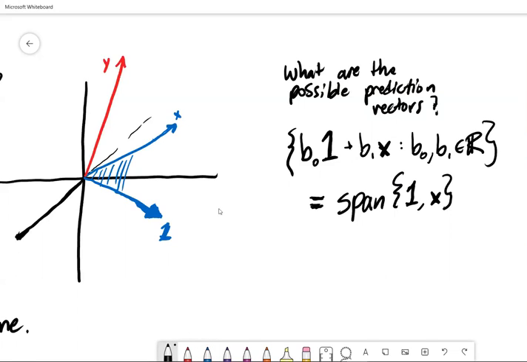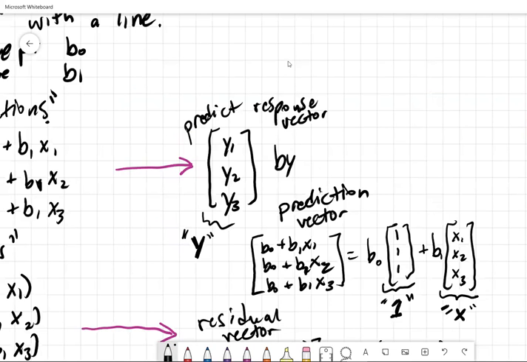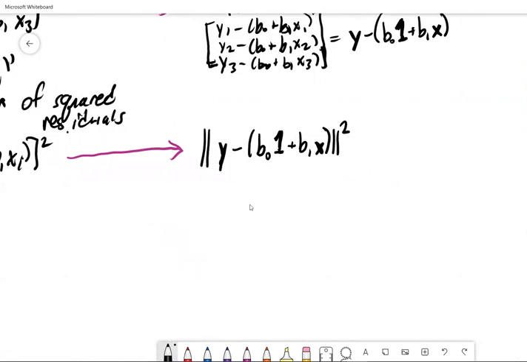Okay. And now let's look back at our criterion here. We want to minimize the sum of squared residuals. Based on rewriting the sum of squared residuals as the squared norm of the residual vector, we want y minus the prediction vector. This is the squared distance from y to the prediction vector. If we want this to be as small as possible, then we want the prediction vector to be as close to y as possible.